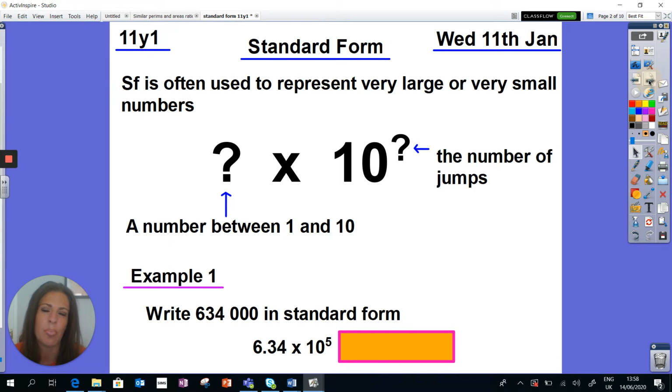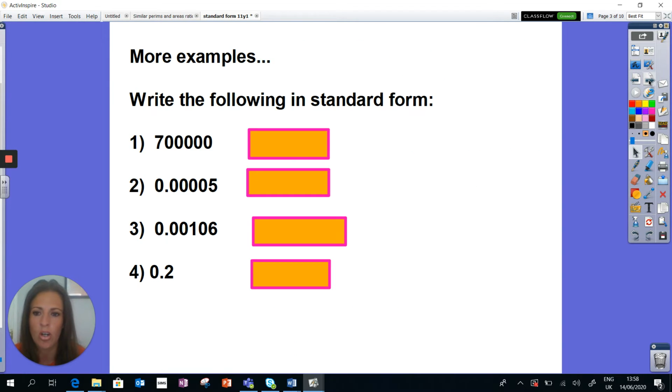A couple more examples just to make sure you've absolutely got it. If we take this number here, 700,000, and write it in standard form, 7 is the number between 1 and 10 that we need to use, times 10 to the power 5 again, because 7.0 would see the decimal being there, and it would take 1, 2, 3, 4, 5 jumps to get to the end.